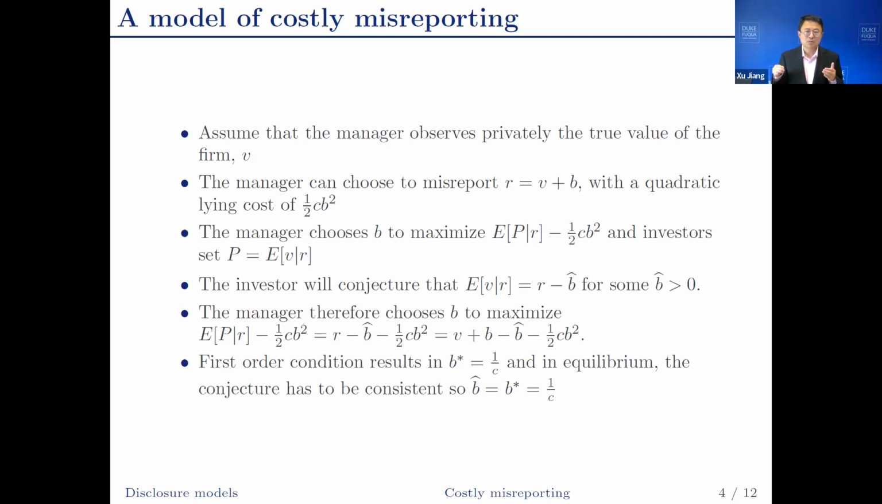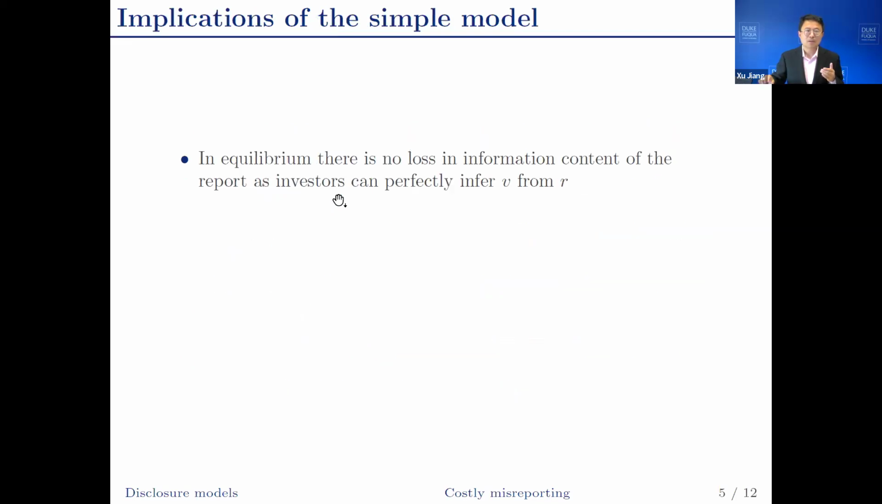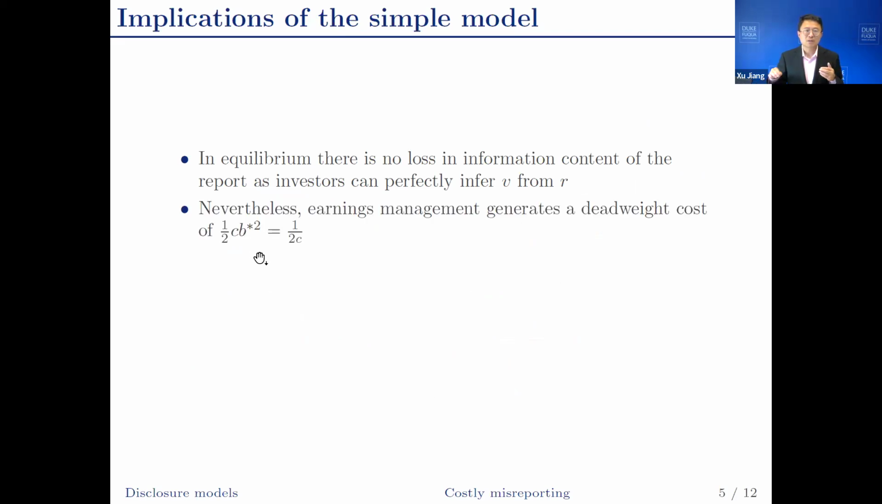First order condition with respect to B, you take B hat as given, as fixed. That results in B star equals 1/C. In equilibrium, the conjecture has to be consistent with the actual choice. That results in B hat equals B star equals 1/C. What are the implications? In equilibrium, there is no loss of information content because investors can always perfectly infer V from R. Just subtract 1/C from R, and you get the true value of V.